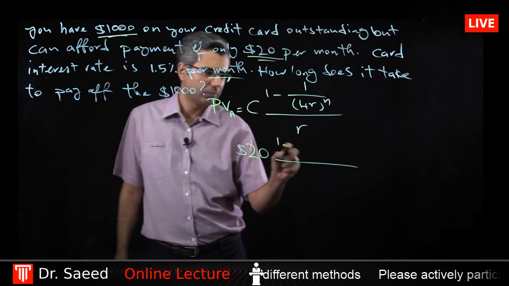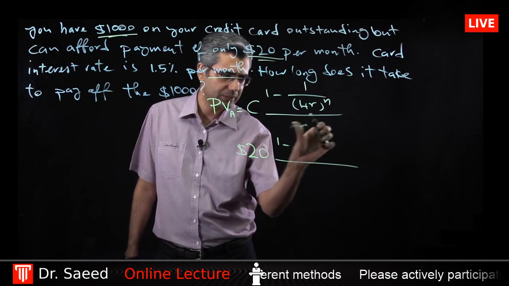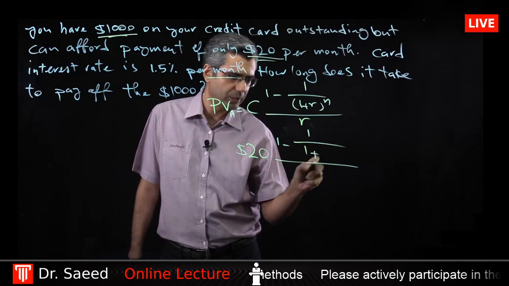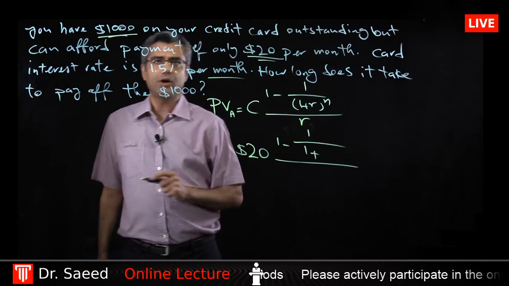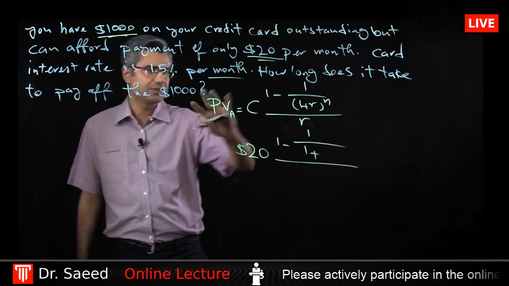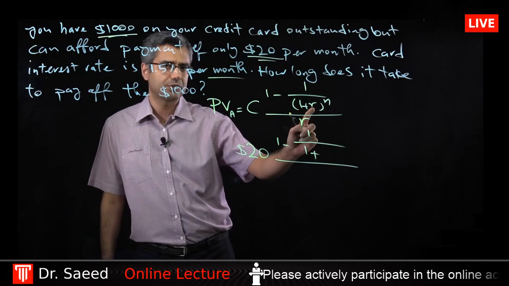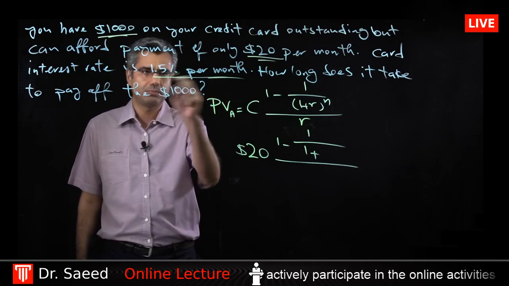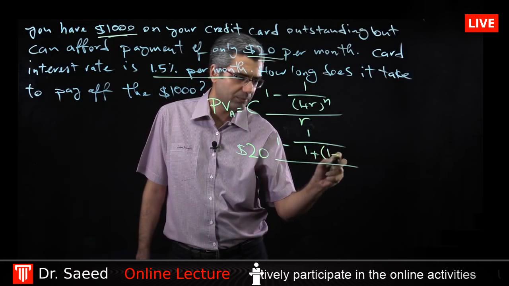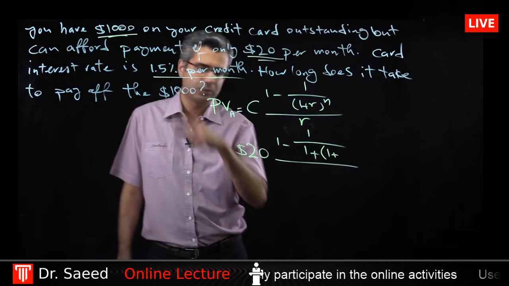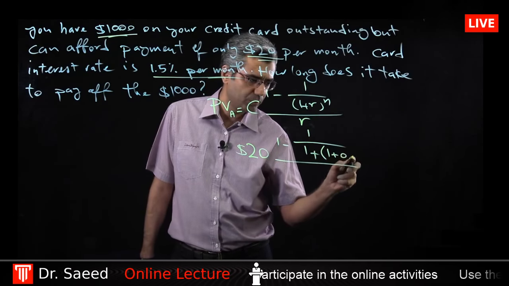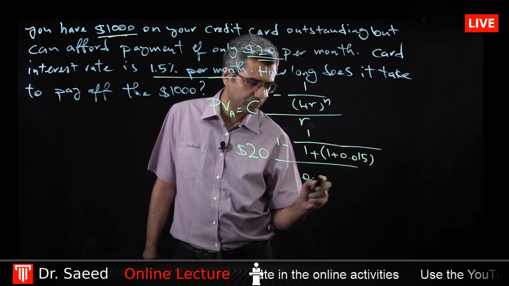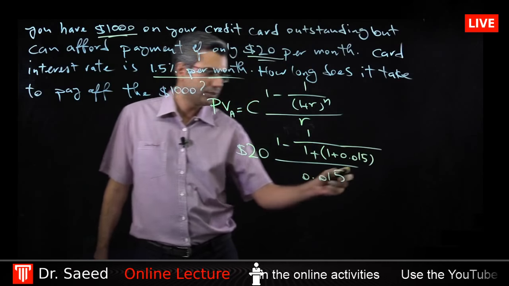Again, let me write this. 1 over 1 plus r. R is interest rate per period. As you remember, this formula is per period. R is interest rate per period. N is number of periods. So what is the interest rate per period? Interest rate per month is 1.5%. So 1 plus, but we need to write it in decimal because it's percent. So it's 0.015, and here 0.015.